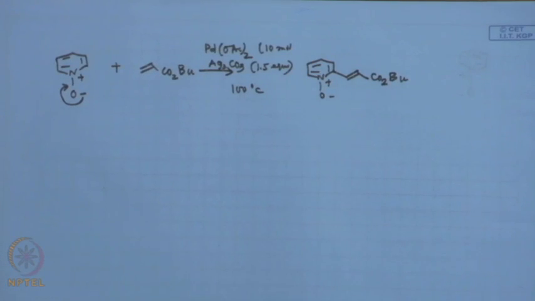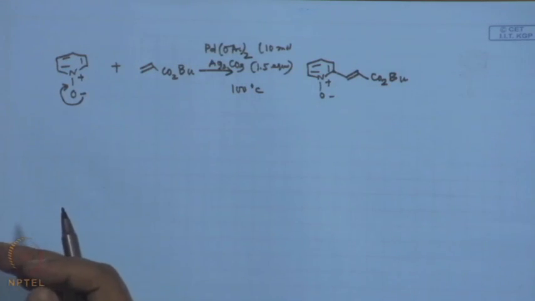So far, how many oxidants have we come across? First was benzoquinone, second was oxygen, third one is silver carbonate.